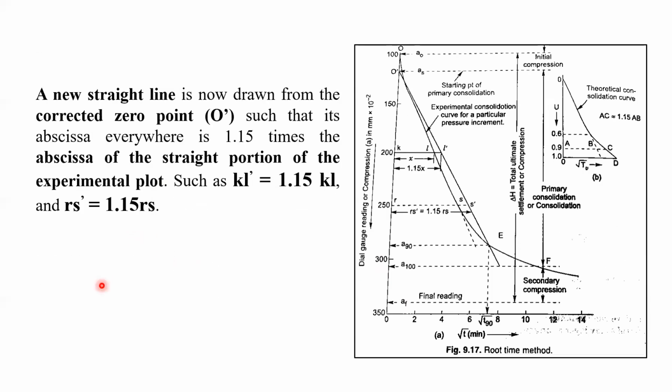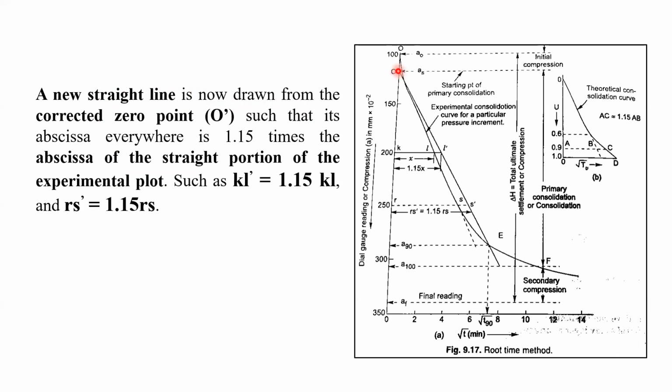Now we can see here that a new straight line is drawn from the corrected zero point. O dash is the corrected zero point. This initial compression, which we can also say is the error. So these are the corrected points.